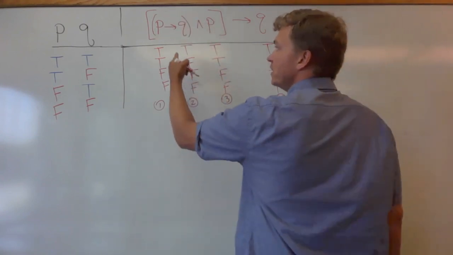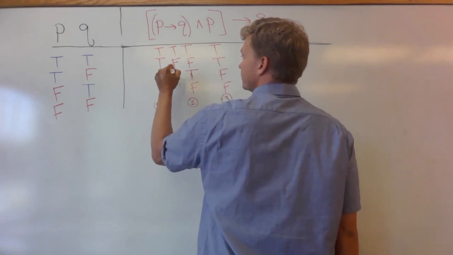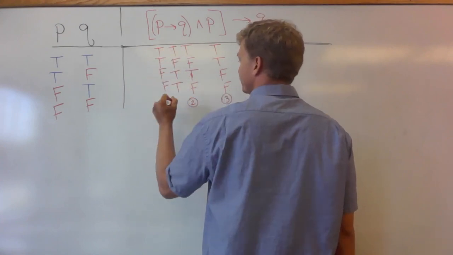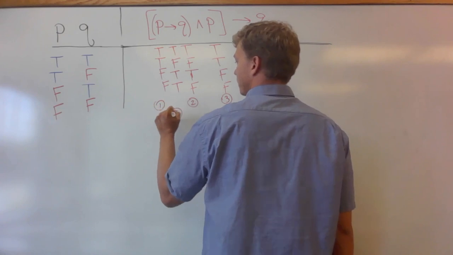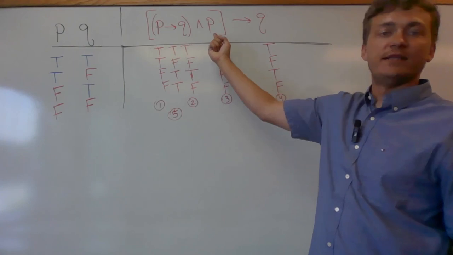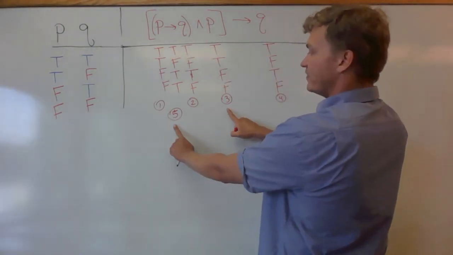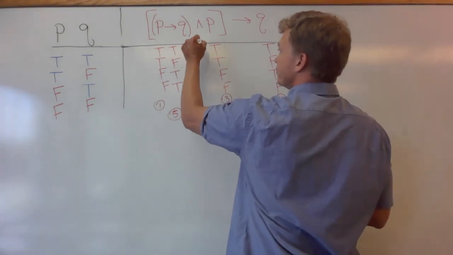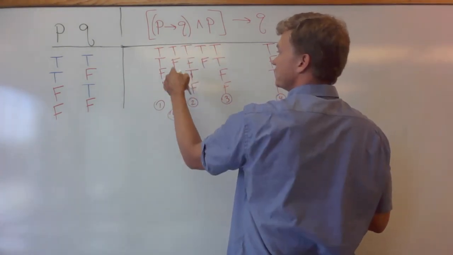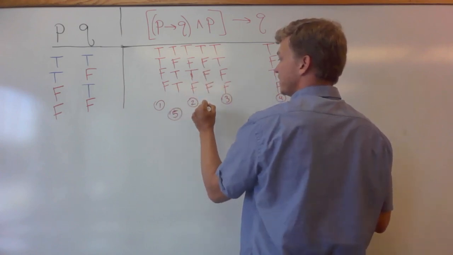We'll start there. True implies true is true. True implies false is false. False implies true is true. False implies false is true. So there is our fifth column. The parentheses is connected to P, this and P, so we're looking at column 5 and column 3. True and true is true. False and true is false. True and false is false. True and false is false. And that is our sixth column.